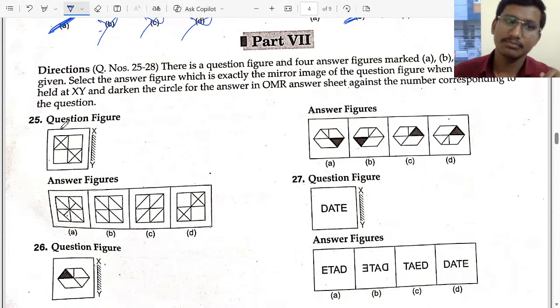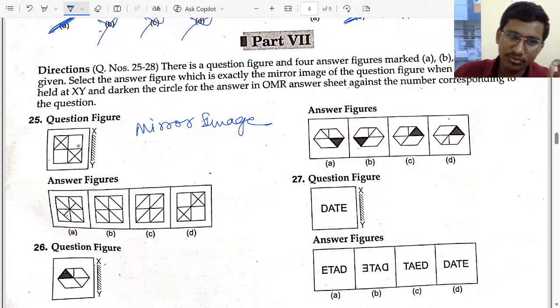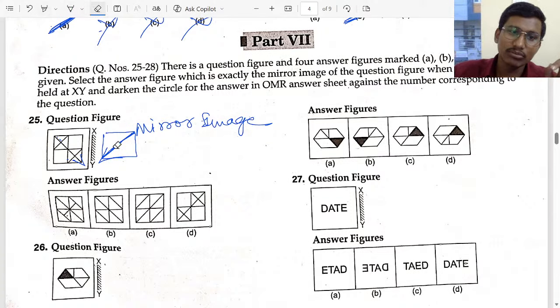So the first one, it is a mirror image. You can see and directly tell mirror image. Okay, so that is part 7. So here if you see, this is how the square will come the same, right? This line is there, right? This line will go this way, because it is going towards the mirror, this will go towards the mirror. So that is how it will look like.